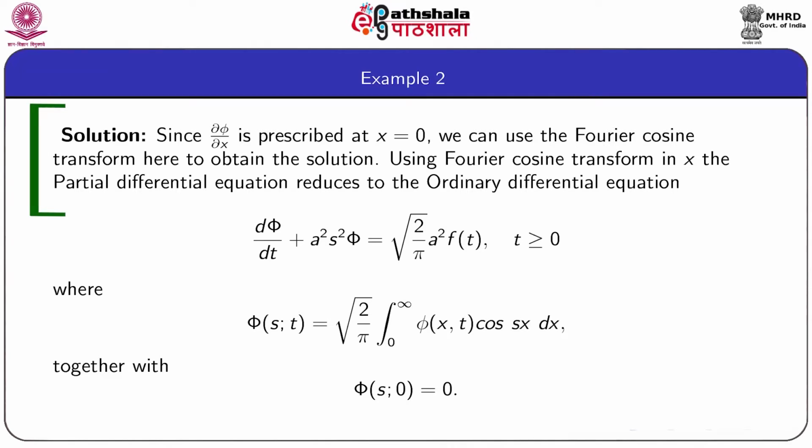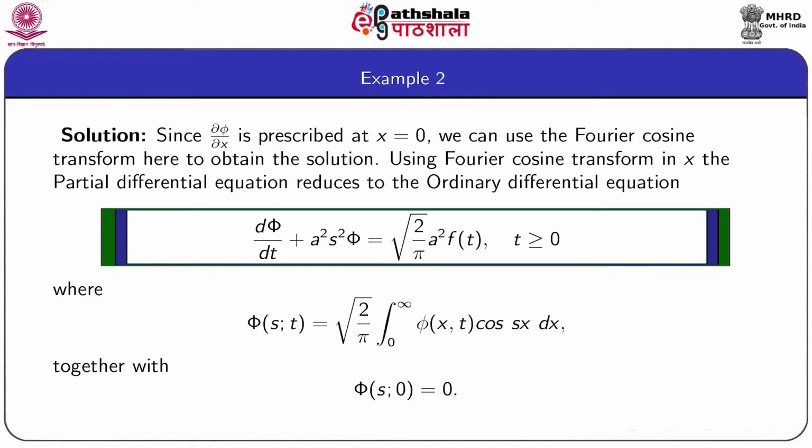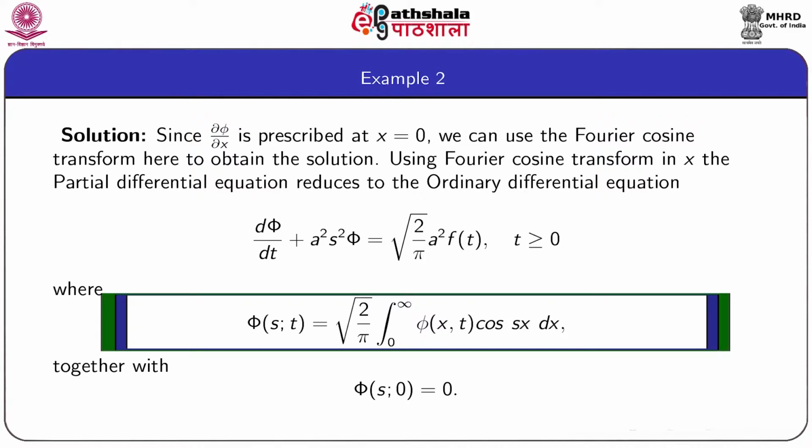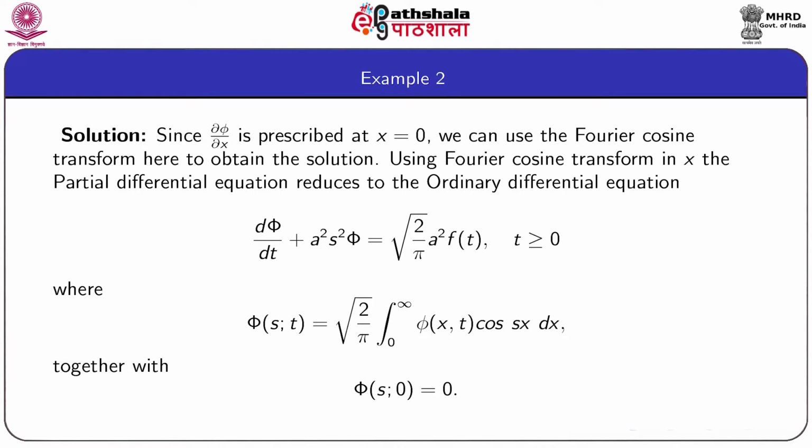Using the Fourier cosine transform in x, the partial differential equation reduces to the ordinary differential equation in capital phi, that is d phi dt plus a square s square capital phi equal to root over 2 by pi a square ft, t is greater than or equal to 0, and here capital phi is the Fourier cosine transform of small phi, which is given by capital phi is equal to root over 2 by pi integral 0 to infinity small phi xt cos sx dx.